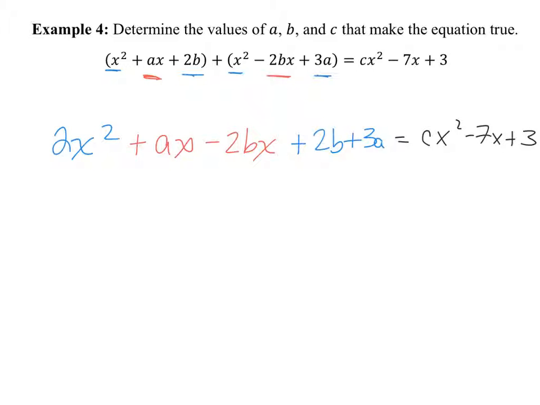Take a look at what I've done so far. X squared, that's easy, right? 2x squared, obviously. Then the terms that have x, I group together. These both have x in them, so I group those together. And then the terms that are just constants, for example, 2b and 3a, those are constants, because a and b are numbers, remember? I group those together. How could this help me?